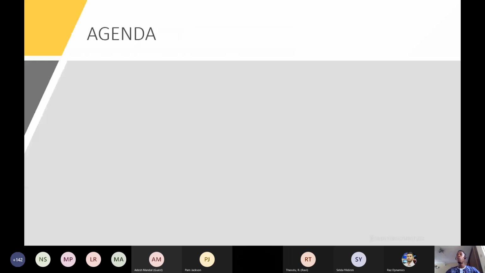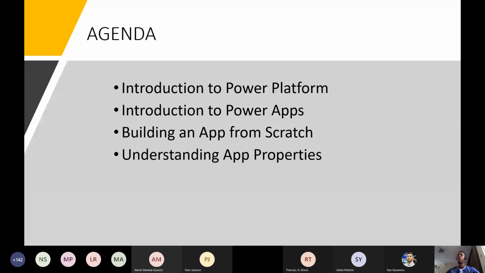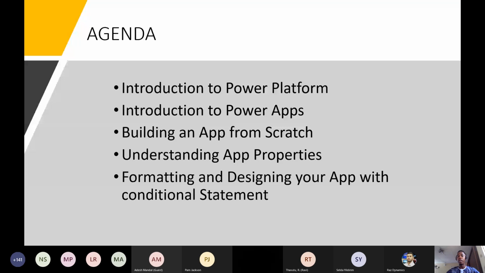So we'll go into the session. The agenda for today: we'll be talking about an introduction to Power Platform for those that are new. We also talk about an introduction to Power Apps. We talk about how you can build your app from scratch. We also talk about understanding app properties. A lot of people don't really understand what app properties mean. A lot of people just build an app. Since it's a low-code drag and drop, you can do drag and drop, but how do you manipulate your app properties? A lot of people don't know how to do that. Then we also talk about formatting and designing your app with a conditional statement.